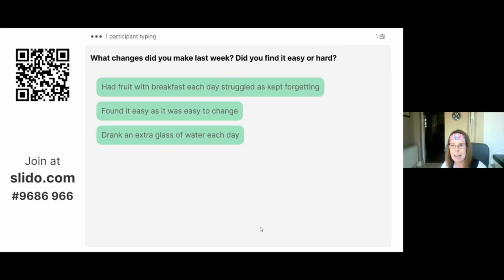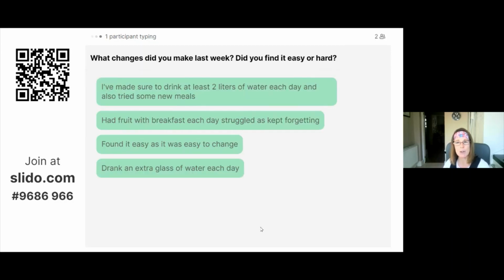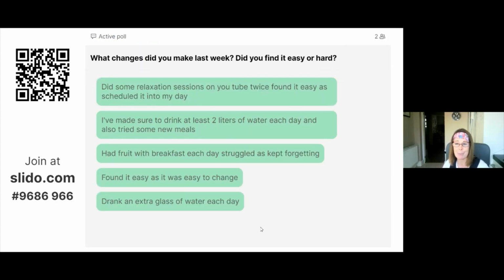So, had fruit with breakfast each day, struggled as kept forgetting. Yeah, absolutely. That's a good one. When we're trying to make any changes to our lifestyle, we've got ourselves into these habits which may have been over weeks, months, maybe even years. So the new habits are not going to happen straight away. So just bear with it. Maybe put some reminders on your phone, some little post-it notes around the house, just until those habits become a little bit more habitual, so you don't have to think about them.